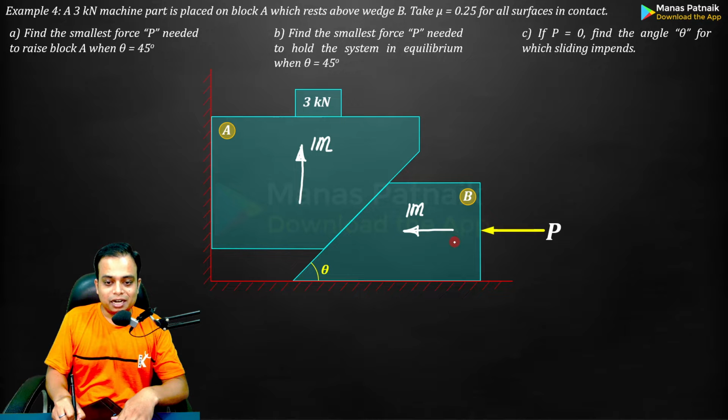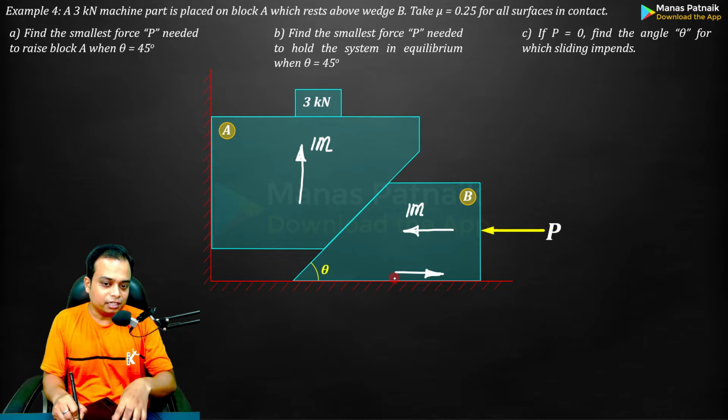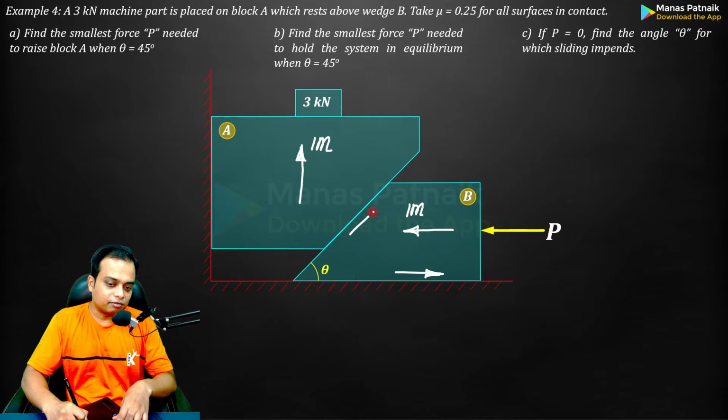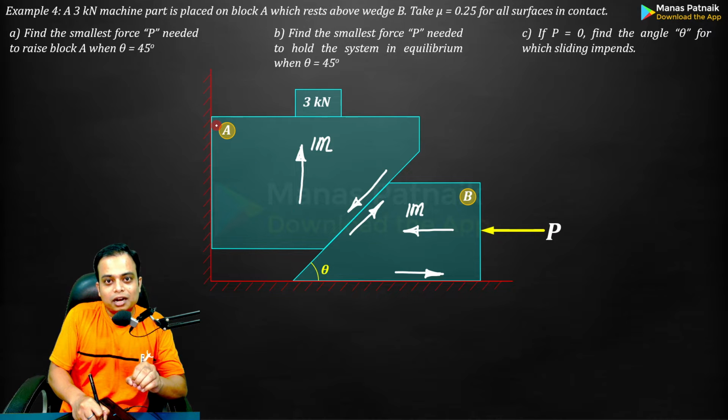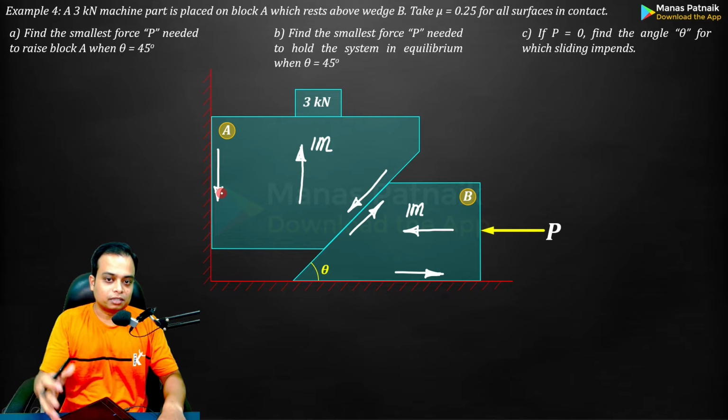If block B starts moving towards the left, the friction will be over here from the ground on block B. To prevent the block B from moving to the left-hand side, the friction will be to the right, and here the friction will be up the incline. The complementary friction on block A will be down the incline, and here, since it is going to just start to slip in the upward direction, the friction from the wall onto this block A will be in the downward direction. So this is how you can work this out.